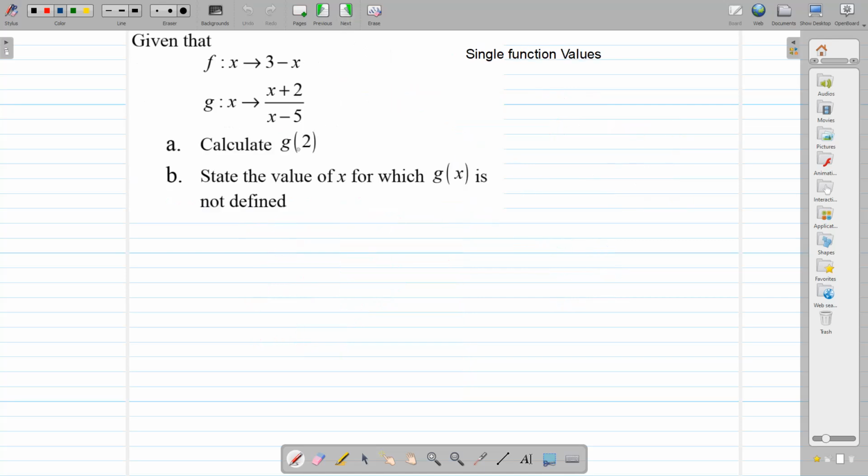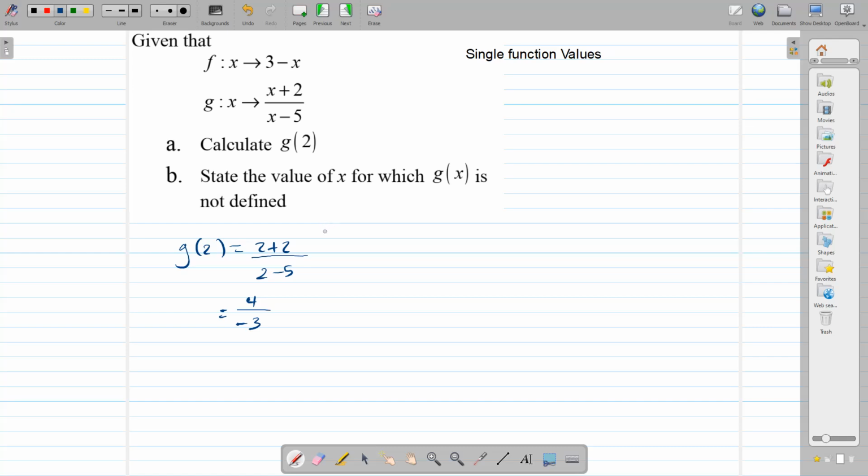Here, we want to calculate g of 2, and to calculate g of 2, we simply put 2 into the function here. So we're going to find g of 2, meaning we're going to say 2 plus 2, because we're substituting the 2 for x. 2 plus 2 over 2 minus 5, which gives us 4 over negative 3. And that's simply done.